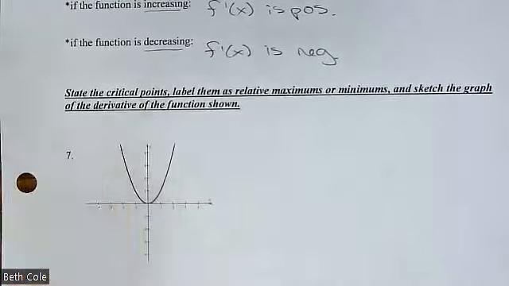So for each of these, we're going to state the critical points, label them as a maximum, minimum, I guess it could be or neither. I should have put "or neither" in there. And then sketch the graph of the derivative function.